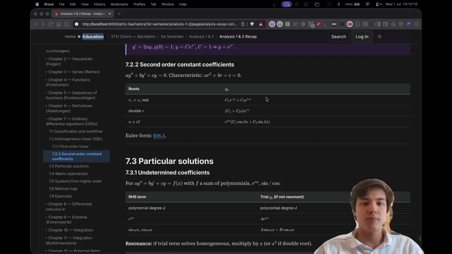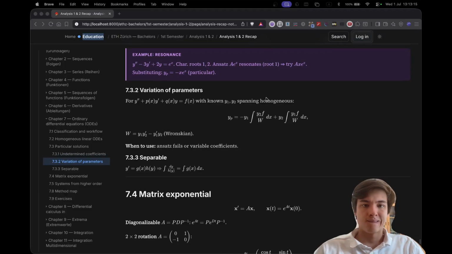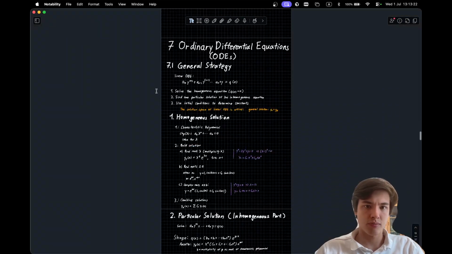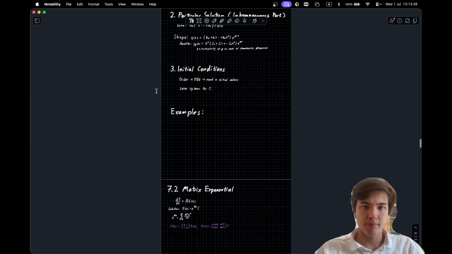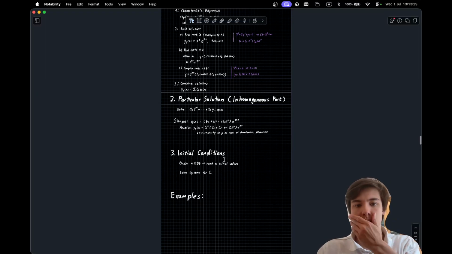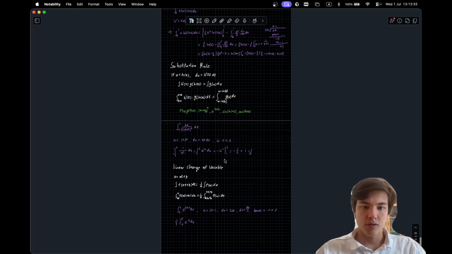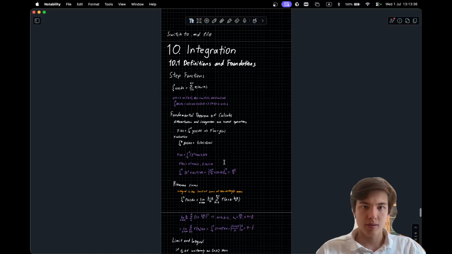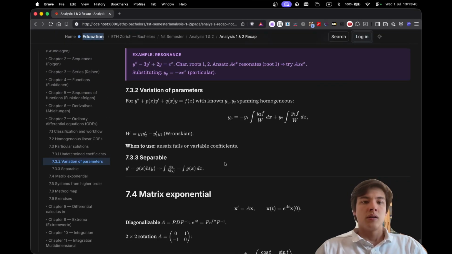Let's continue. Variation of parameters. I didn't know we did that already here. Not really, it's completely empty anyway. What did I do here? Actually did quite a bit, until 10.